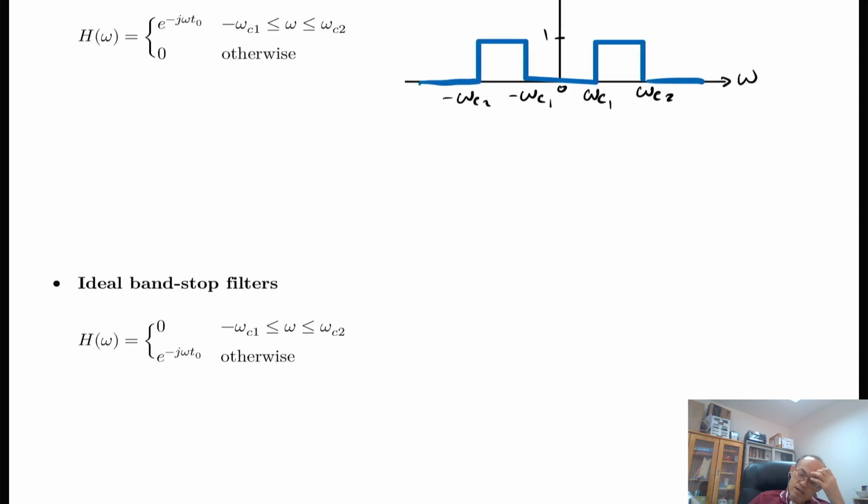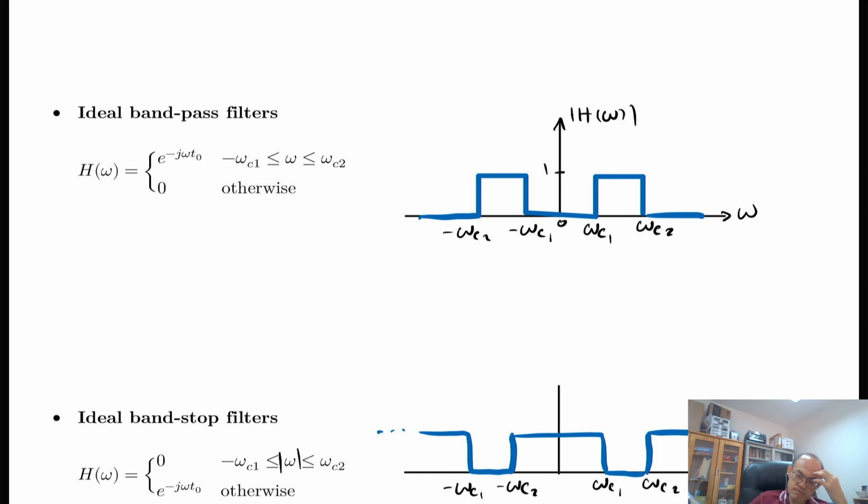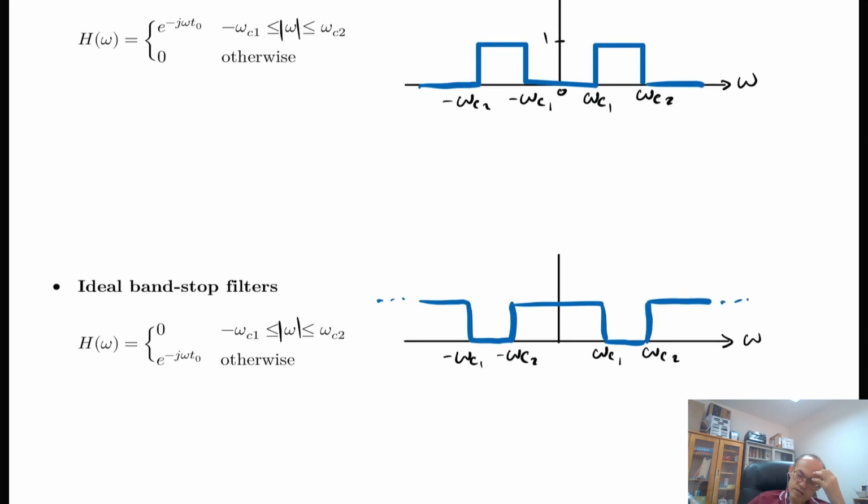As for the band stop filter, it is the opposite of the band pass filter. So omega c1, omega c2, minus omega c1, minus omega c2. I have to put some absolute value here, absolute value here. Okay.